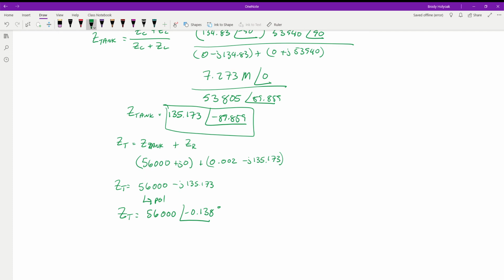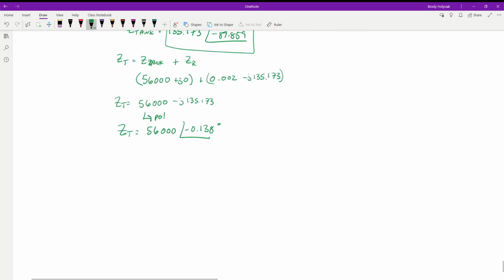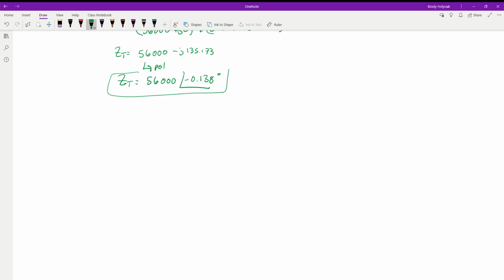Again, when it's all said and done, because we're so far out, our angles are 0. At our negative 3 dB points, they will be at 45 degrees-ish, plus or minus a few degrees. And then at our resonant frequency, they're at 0 again. So we have that impedance total. We're going to find our current total. We take the 52 volts at 0 and divide that by the 56,000 at negative 0.138. That gives us 928.571 microamps at 0.138 degrees.